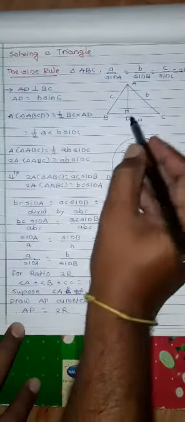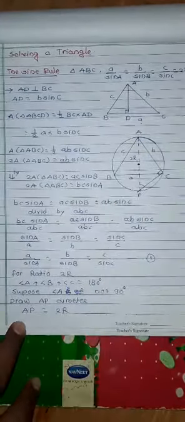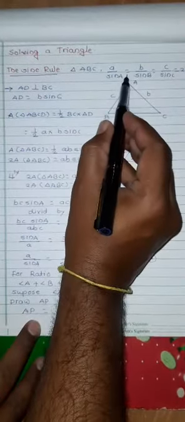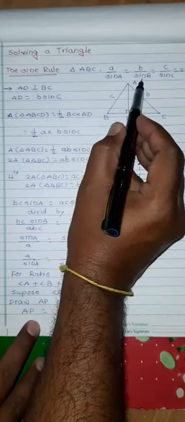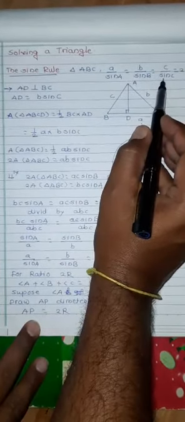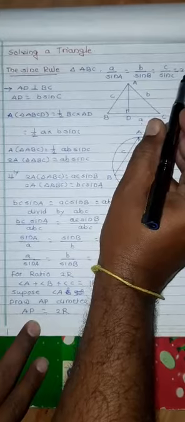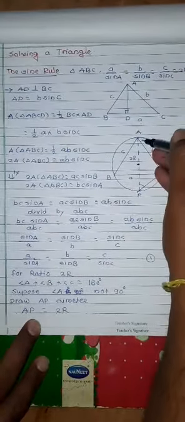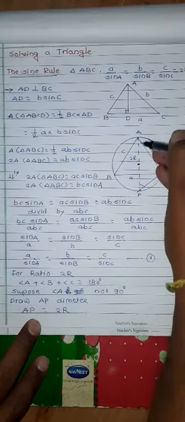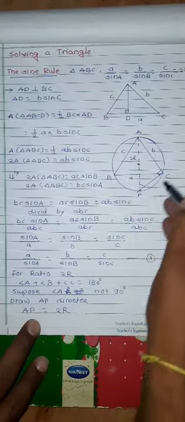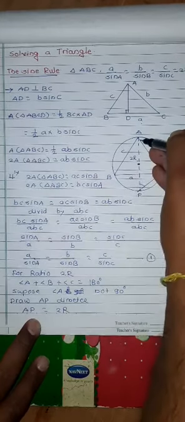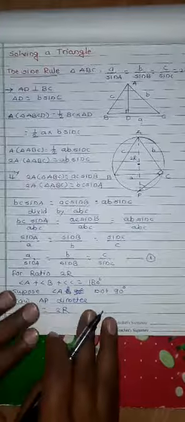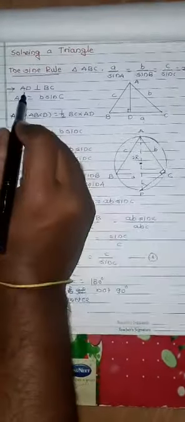Now draw the AD perpendicular on it. The sine rule is represented by a upon sine of A is equal to b upon sine of B is equal to c upon sine of C is equal to twice R. Here R is the radius of the circle, and twice R is the diameter of the circle. Now within this we have to draw the AD.